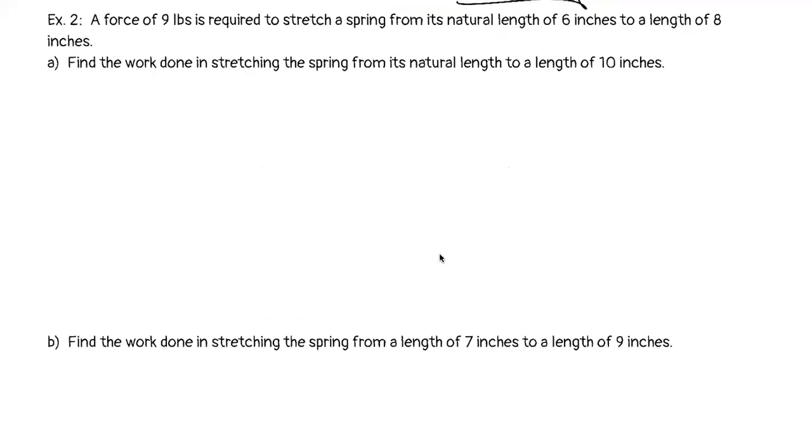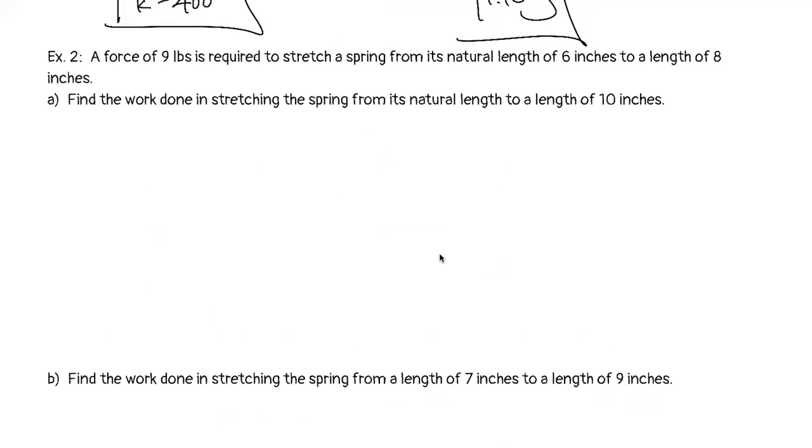Example 2 says a force of 9 pounds is required to stretch a spring from its natural length of 6 inches to a length of 8 inches. Right off the bat, they've given you all the information you need to find that spring constant. Part A says find the work done in stretching the spring from its natural length to a length of 10 inches. Part B says find the work done in stretching the spring from a length of 7 inches to a length of 9 inches.